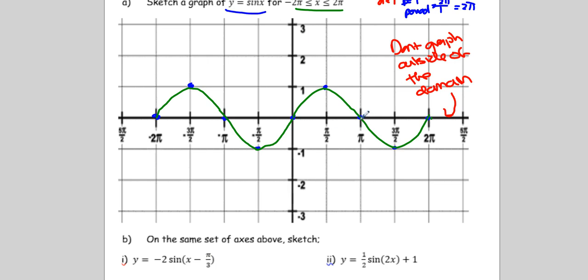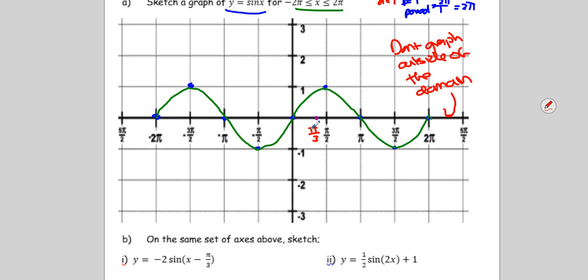Here's pi. Pi over 3 would be about a third of the way. So here's pi over 3, meaning it's now started here. So maybe let's mark in pi over 3. Pi over 3 is there. It's like a third of pi. So it's still the same period, still the same stretch as before, but it's going horizontally and going up higher each time.